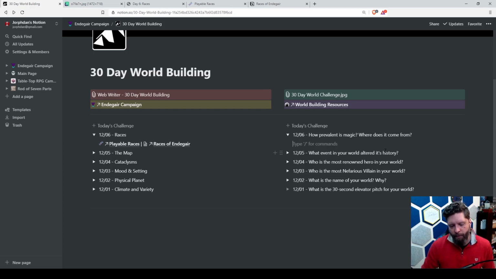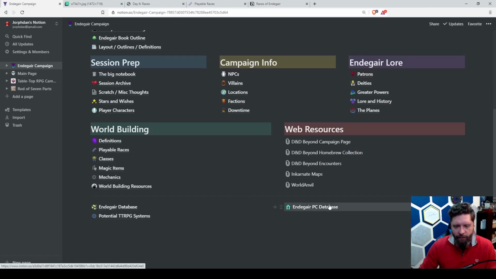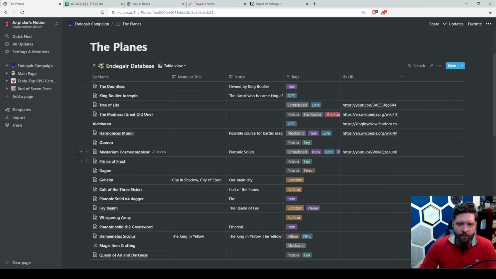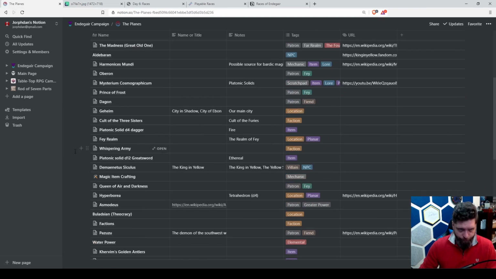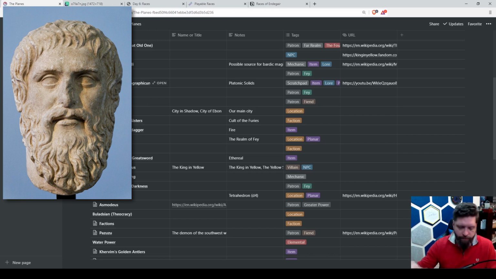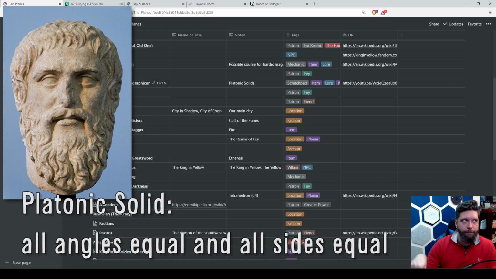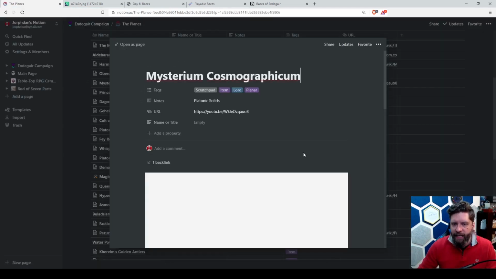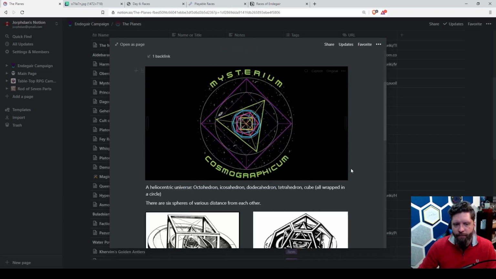So magic is around us and there are the various planes of existence. I'll show you guys a little bit about the planes. I had this idea for the Platonic Solids. Now the Platonic Solids are from Plato, and they are solids that have equal sides and equal corners and stuff like that. I'm not good at explaining it, but if you search Platonic Solids, you can find them.